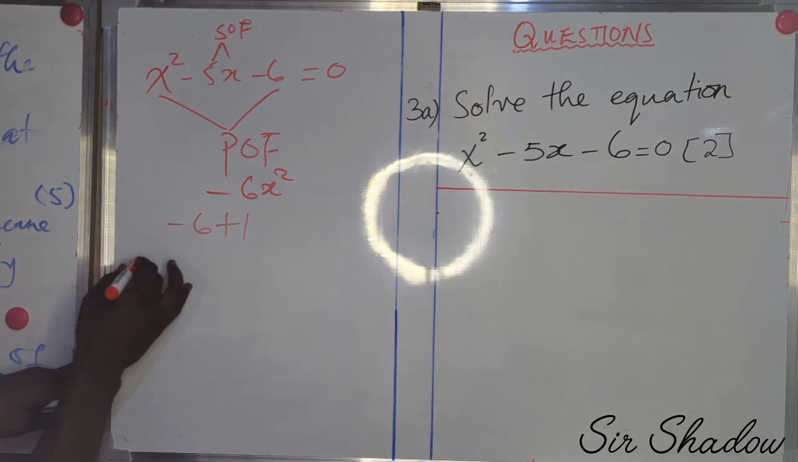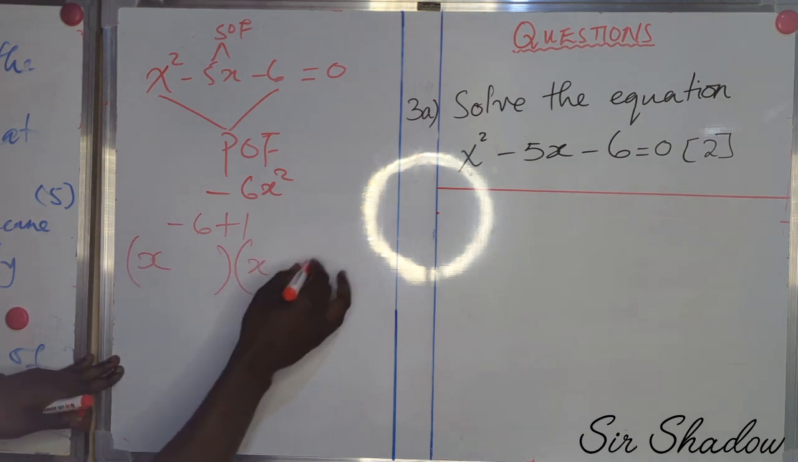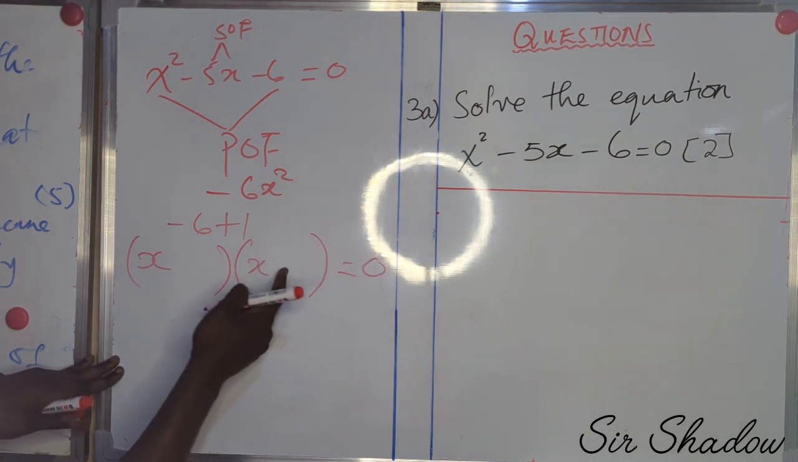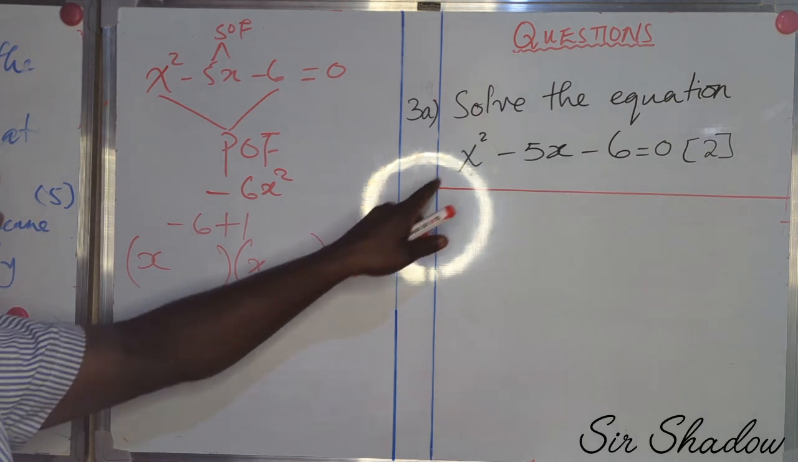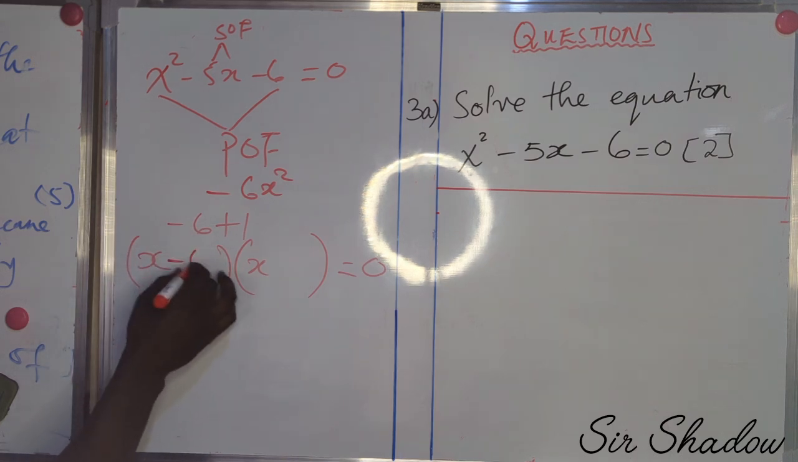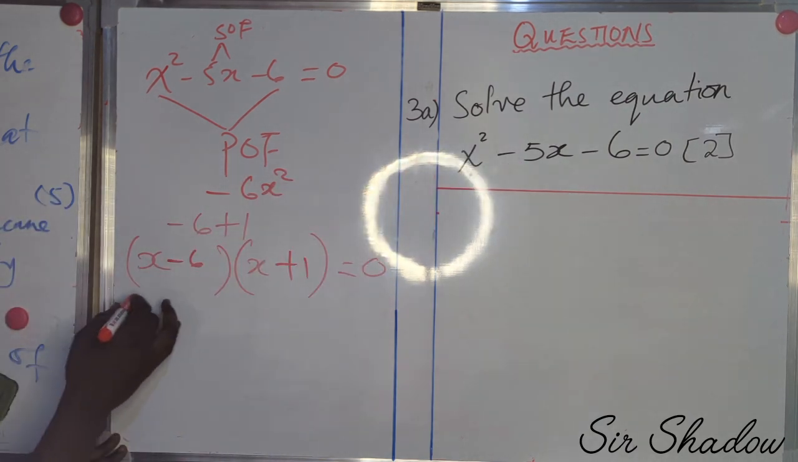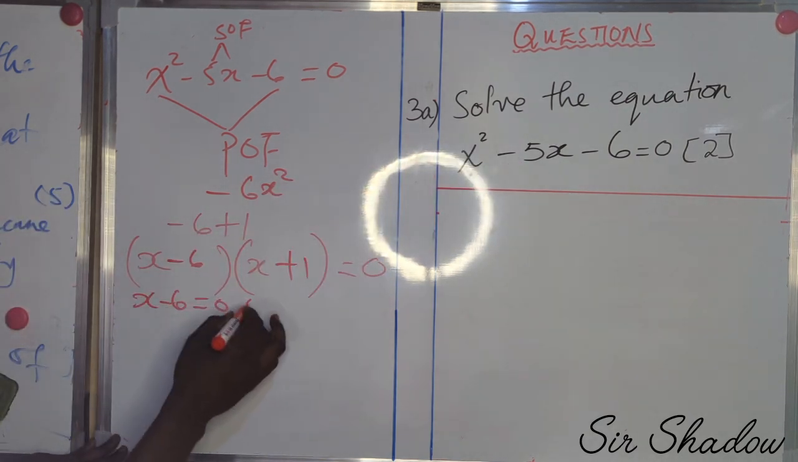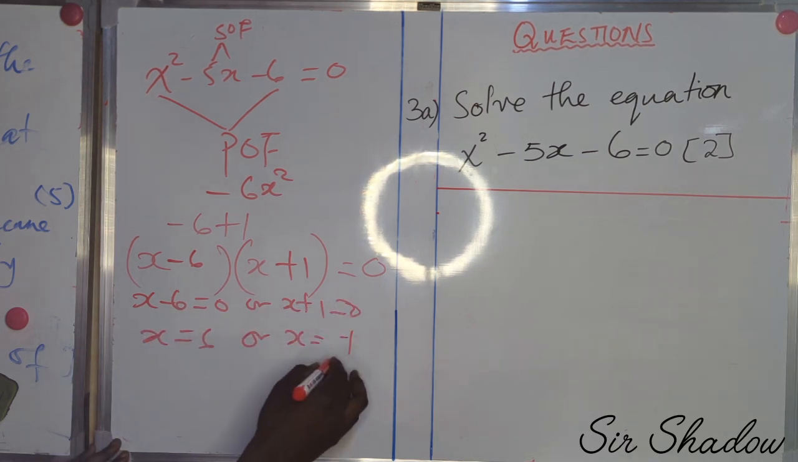What you have to do is you just put x here, equals to 0. You just leave a space here so that you can substitute your factors. This method only applies whenever the coefficient of x squared is a positive 1. So the factors are minus 6 and plus 1, right? So you have now factorized your equation. You just equate to 0, meaning x minus 6 is equal to 0, or x plus 1 is equal to 0. Simply means x is equal to 6 or x is equal to negative 1.